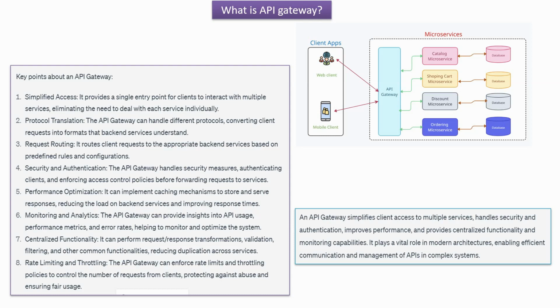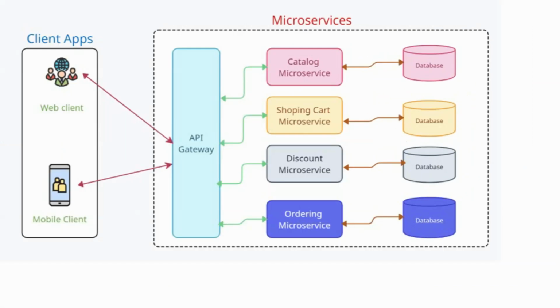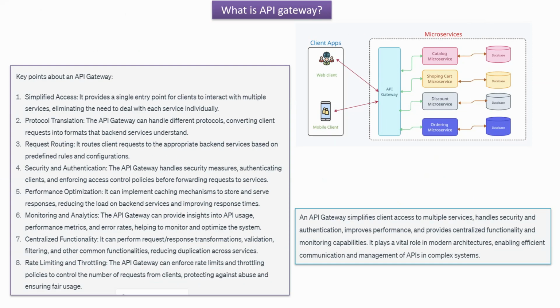Seventh point is centralized functionality. API gateway can perform request transformation, response transformation, validation, filtering, and other common functionalities, which reduce duplication across services. Eighth point is rate limiting and throttling. API gateway can enforce rate limits and throttling policies to control the number of requests from the clients, which protects against abuse and ensures fair usage.